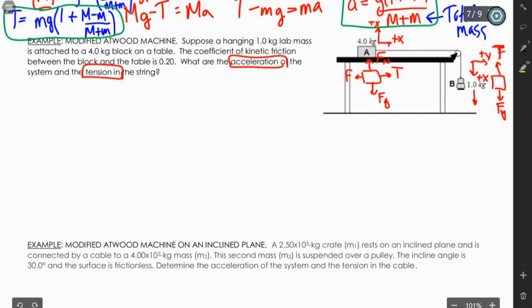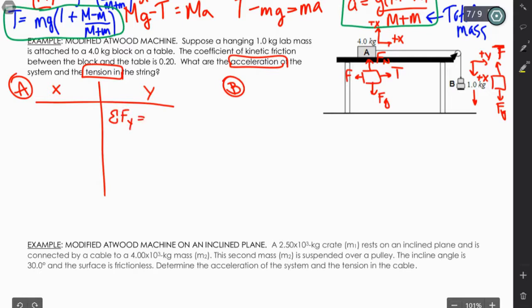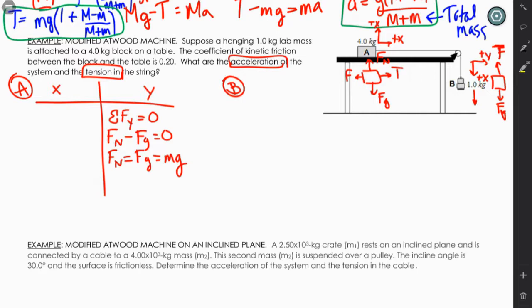And now I'm going to sum the forces. So I'm going to sum the forces for block A, and this would be A, and this would be B, okay? And so the sum of the forces in the Y direction is equal to 0. So I have Fn minus Fg equals 0. Fn equals Fg, which equals mg. Typical, right? It's a block on a table. That's how you treat the Y direction.